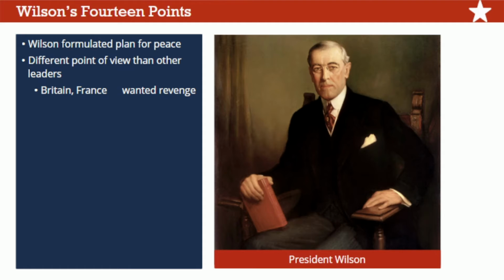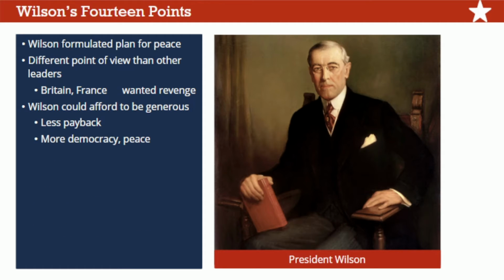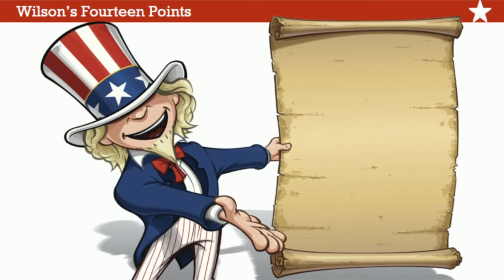If they won, they wanted revenge against Germany and the Central Powers. Wilson led a nation that was still fresh to the war and less personally invested. He could afford to take a generous approach to the peace terms, looking less toward payback and more toward democracy and peace in the post-war world. In January 1918, the president delivered his 14 points speech to Congress. In it, he revealed his vision for a liberal peace.